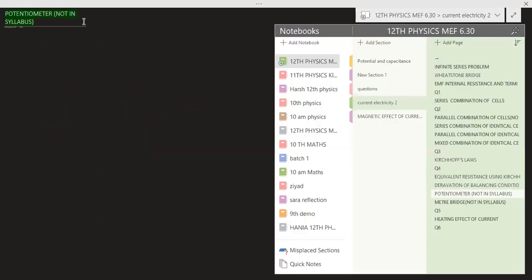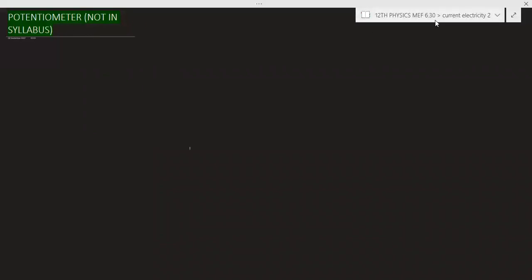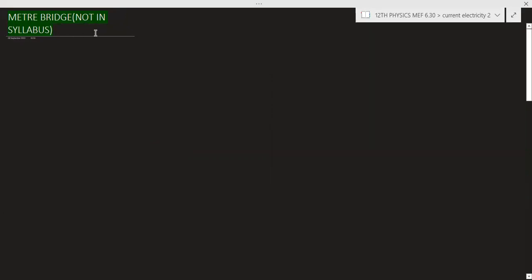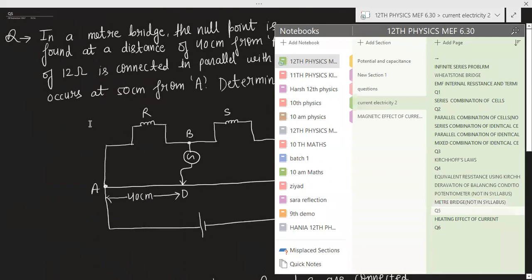So we have this potentiometer. See, first see this, what is this? This is the potentiometer now. And this potentiometer is not in your syllabus now, okay? And again, there is the meter bridge. This is deleted, okay? For the theoretical purpose, this is deleted. And so no need to do these two questions.